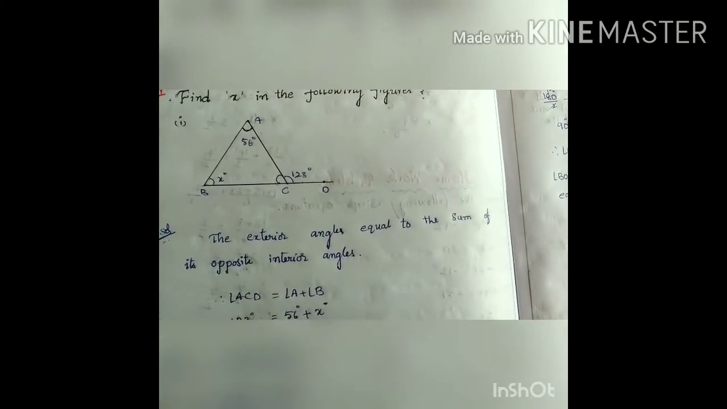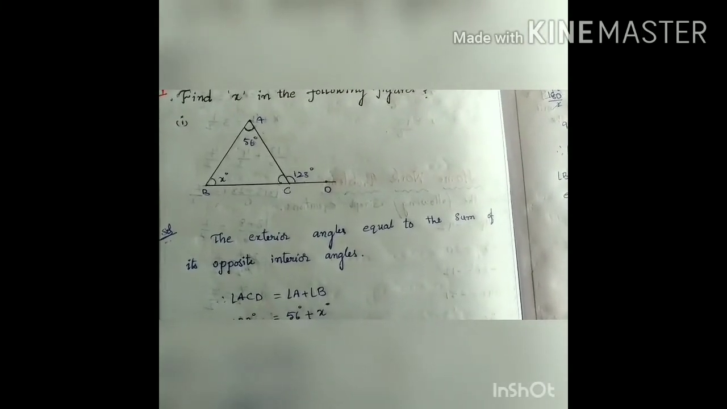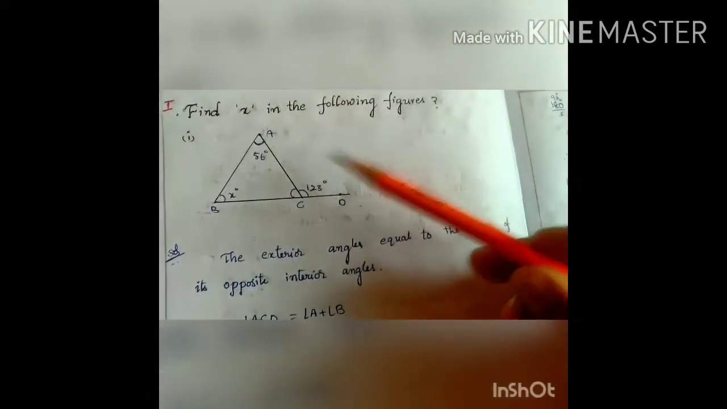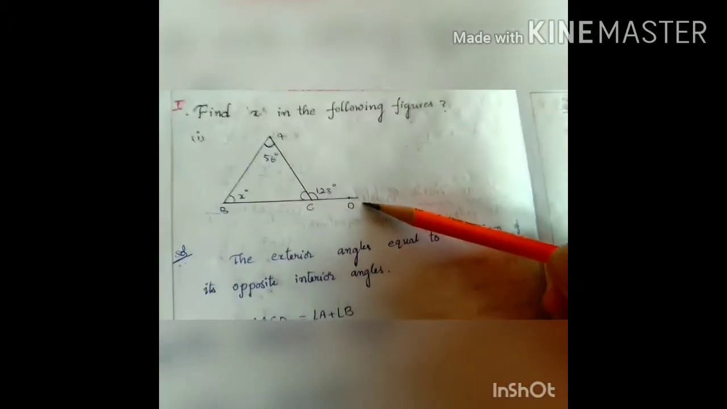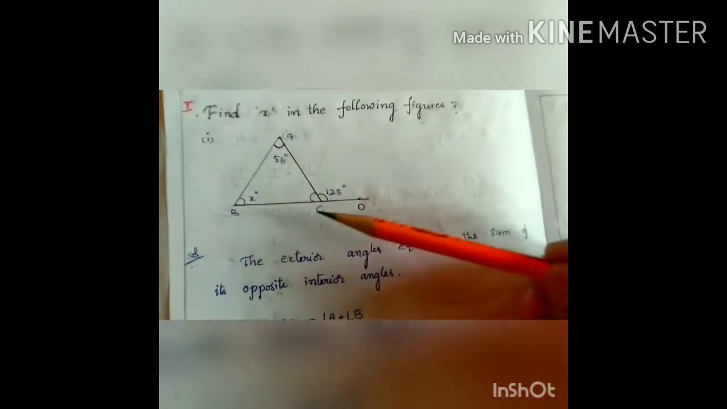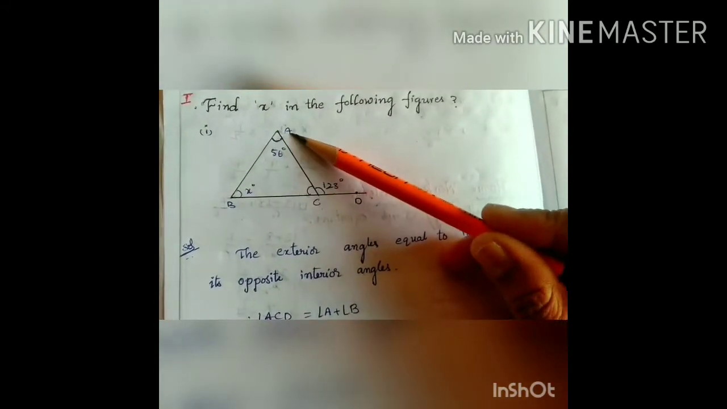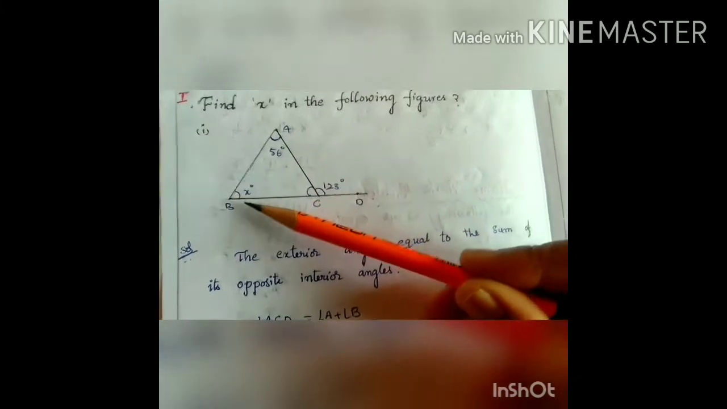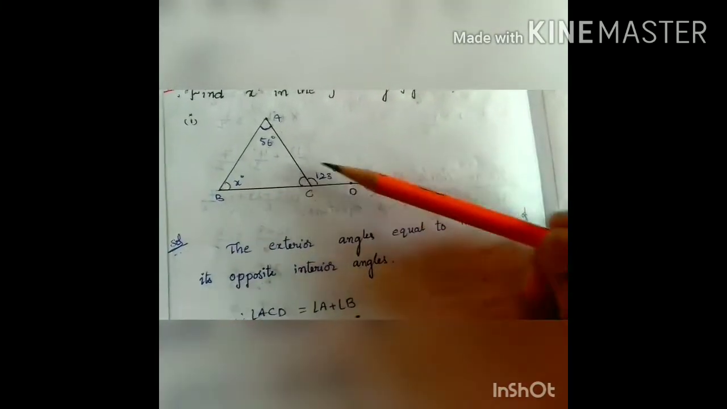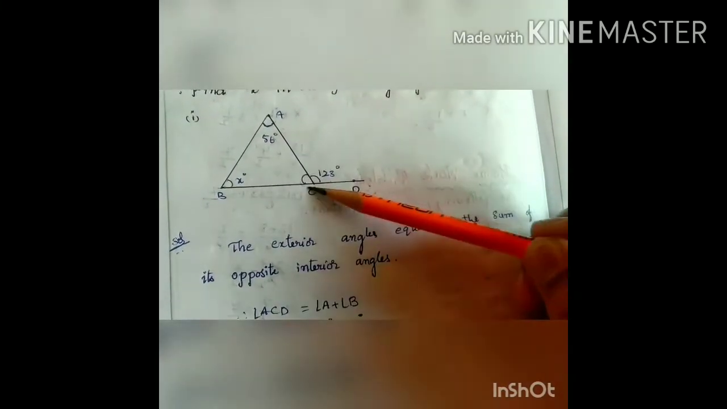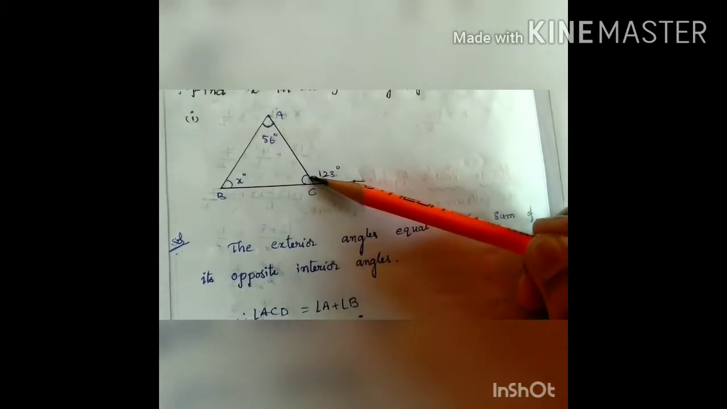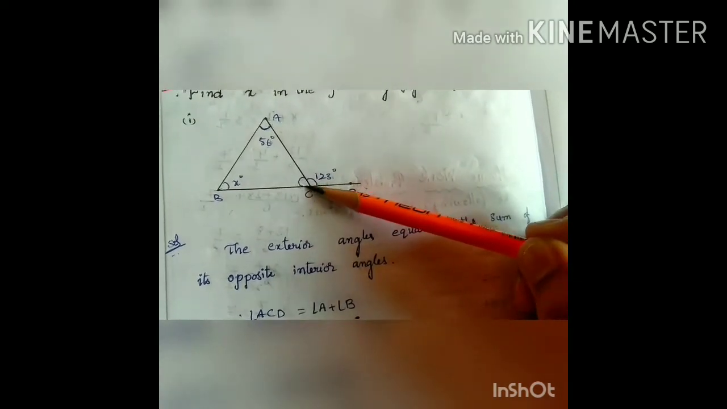We already learned this in the previous classes, 6th and 7th class, in the triangles chapter. In the first problem, triangle ABC is given with angle A equal to 56 degrees, angle B equal to x degrees, and angle ACD equal to 123 degrees. Then you find the angle mentioned.